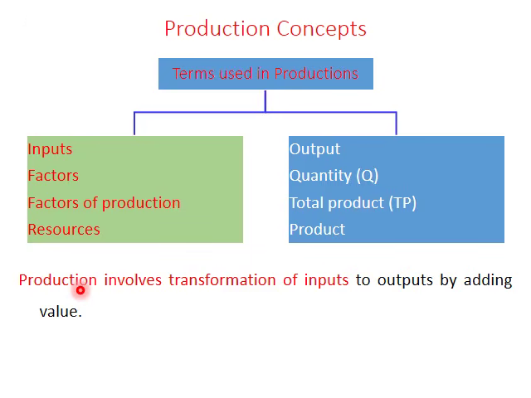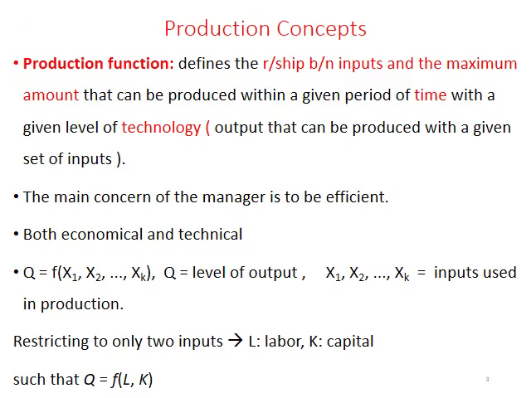In general, production involves the transformation of inputs to the output, but during this transformation, there is value added. We have to add value in the conversion process. Production function defines the relationship between inputs and the maximum amount that can be produced within a given period of time and under a given level of technology. It defines the relationship between input and the maximum amount of the output.